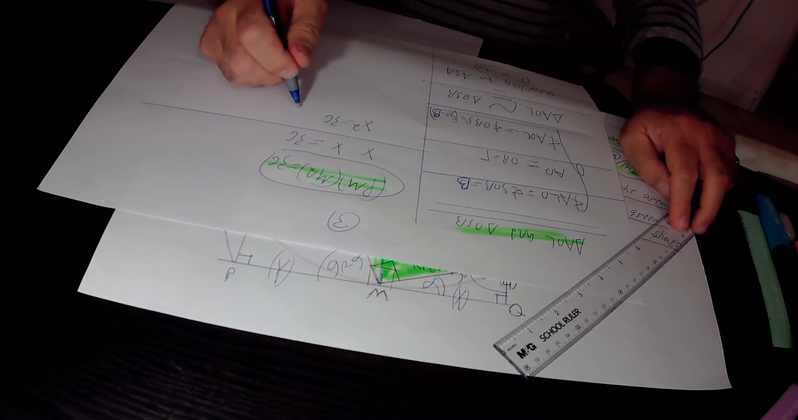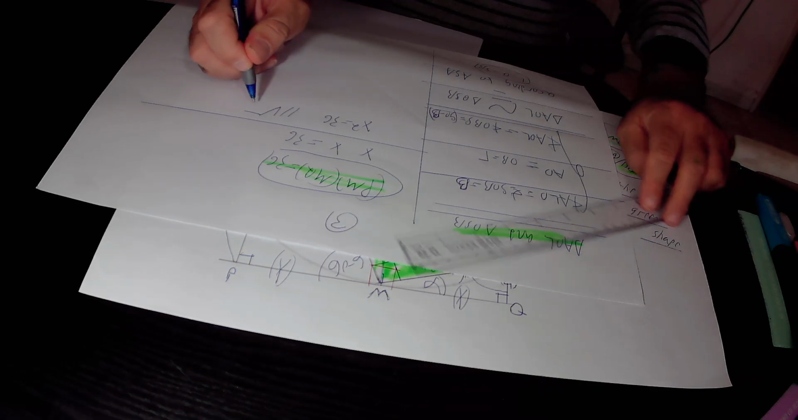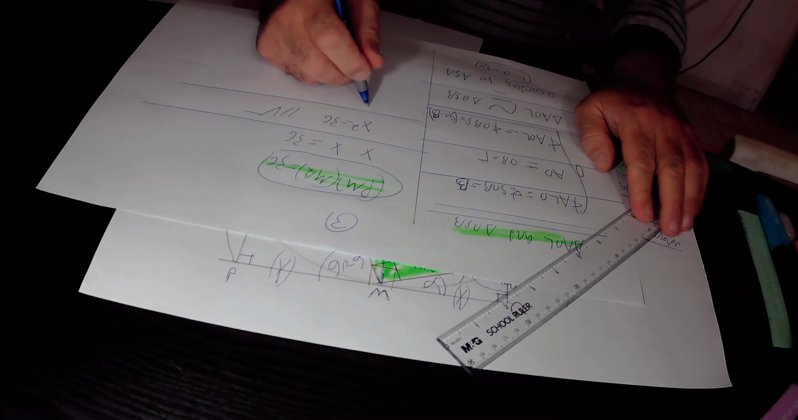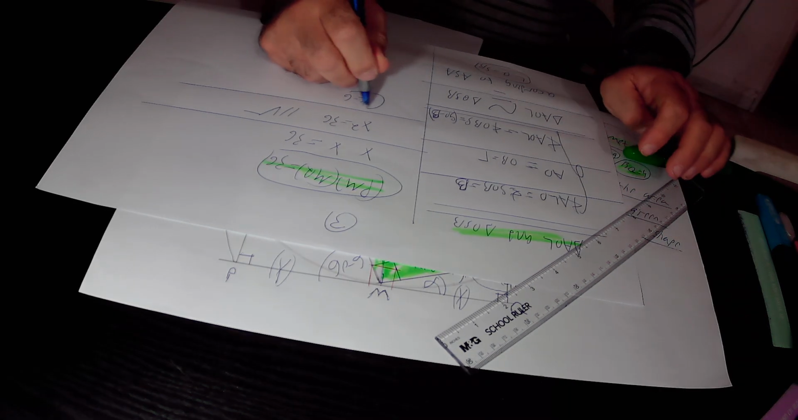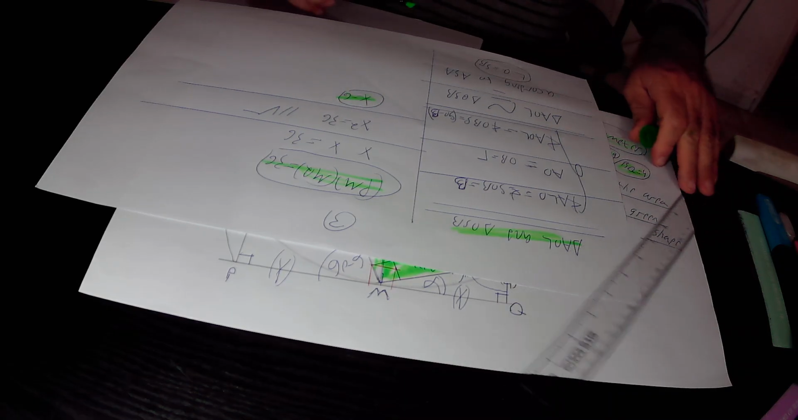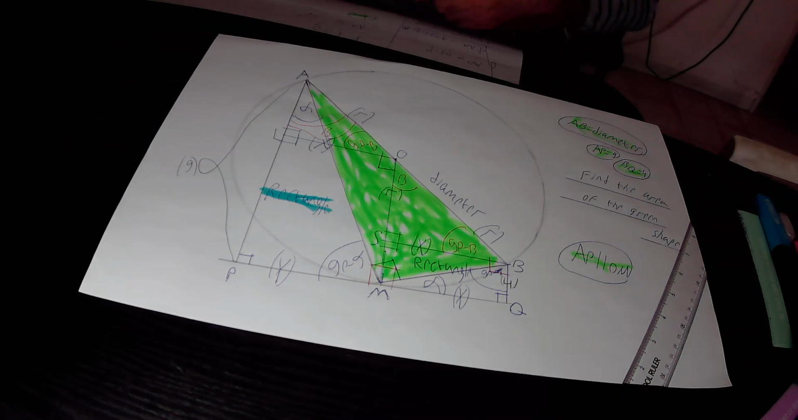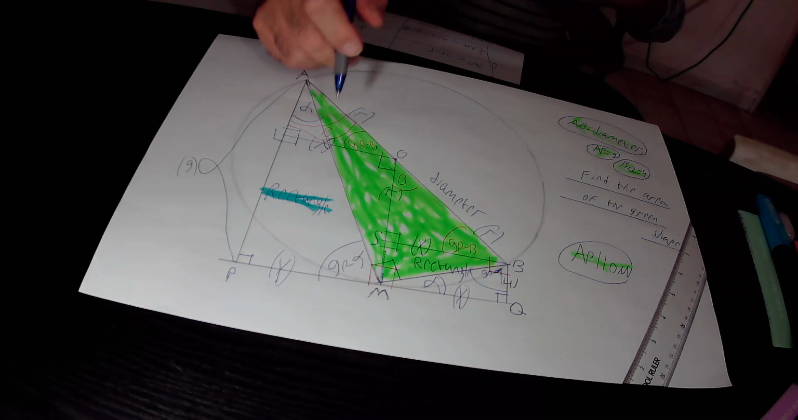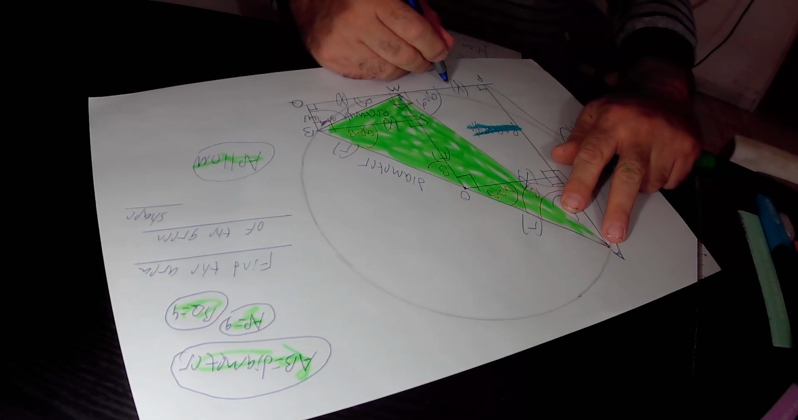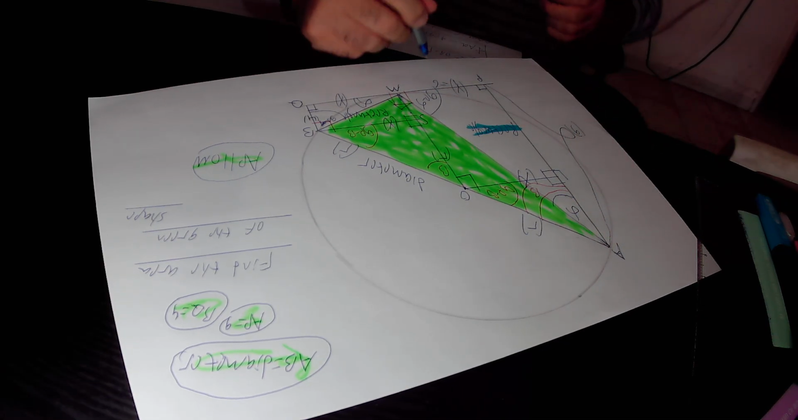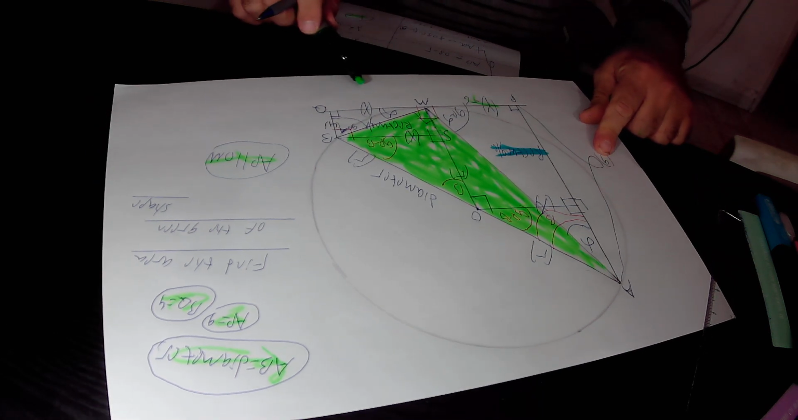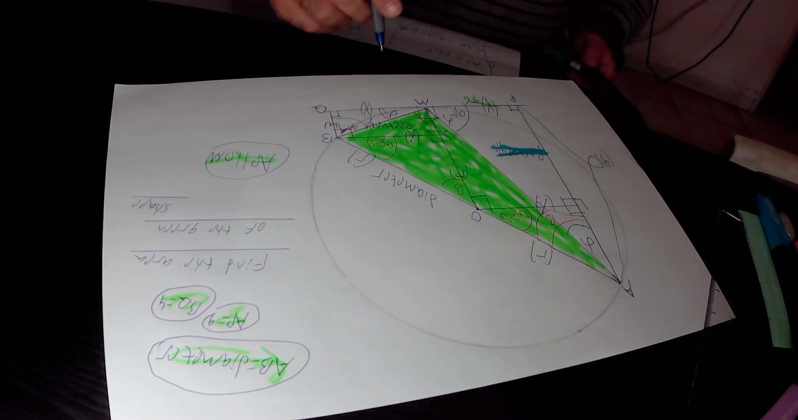Here we take the root of this equation and finally get that x equals the square root of 36. So x equals 6 units in length. PM is equal to x, which is 6 units. Likewise, MQ, that is also equal to x, is equal to 6 units in length.